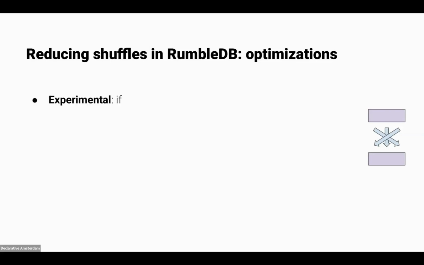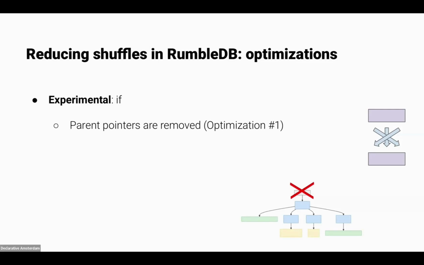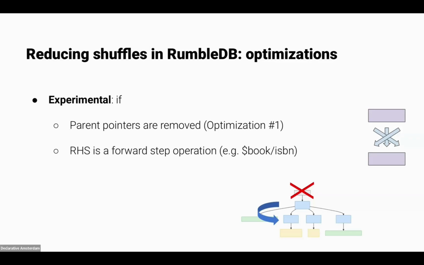For example, if while processing a path expression, parent pointers are removed, so optimization number 1 is applied, and the right-hand side of an XQuery expression is a forward step operation, so it just goes down the tree, then we know with a high degree of certainty that we can skip uniqueness checks and sorting completely, eliminating the need of any shuffling. Of course, there is much more complexity involved to determine when skipping sorting and uniqueness checks is sound.